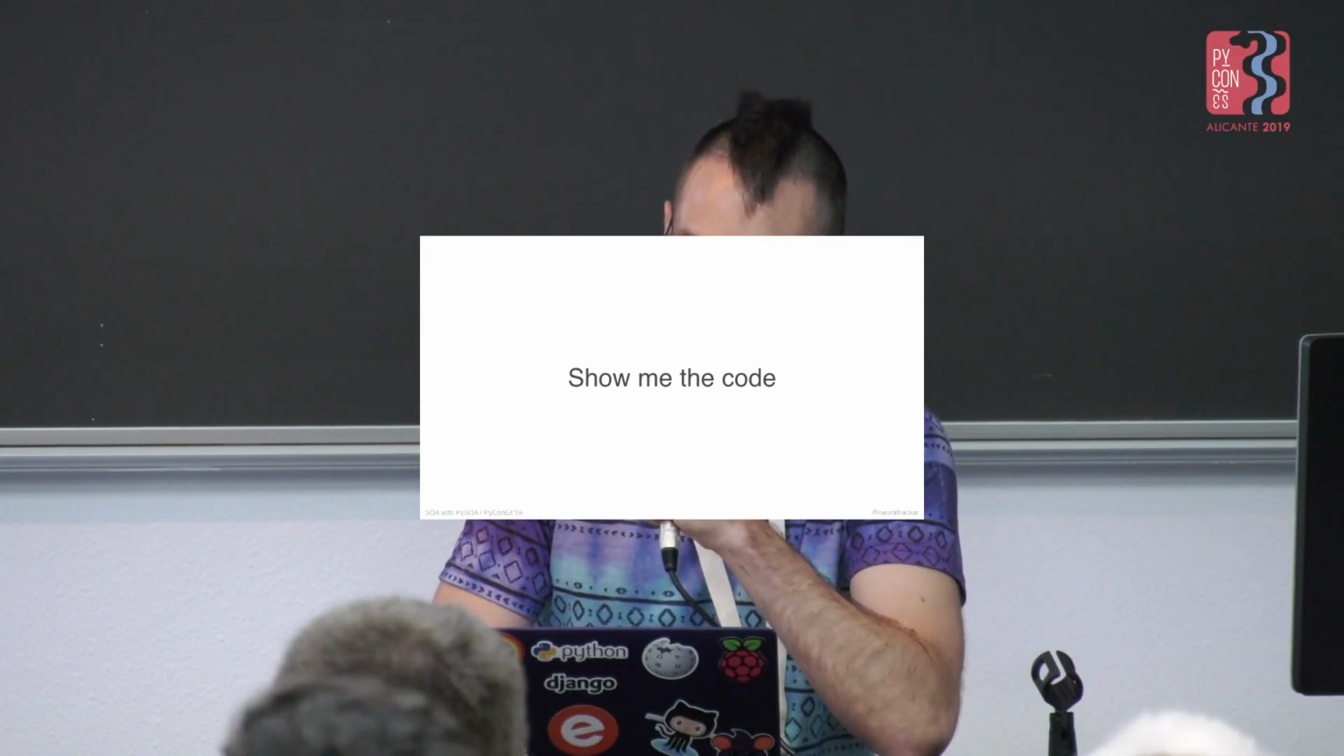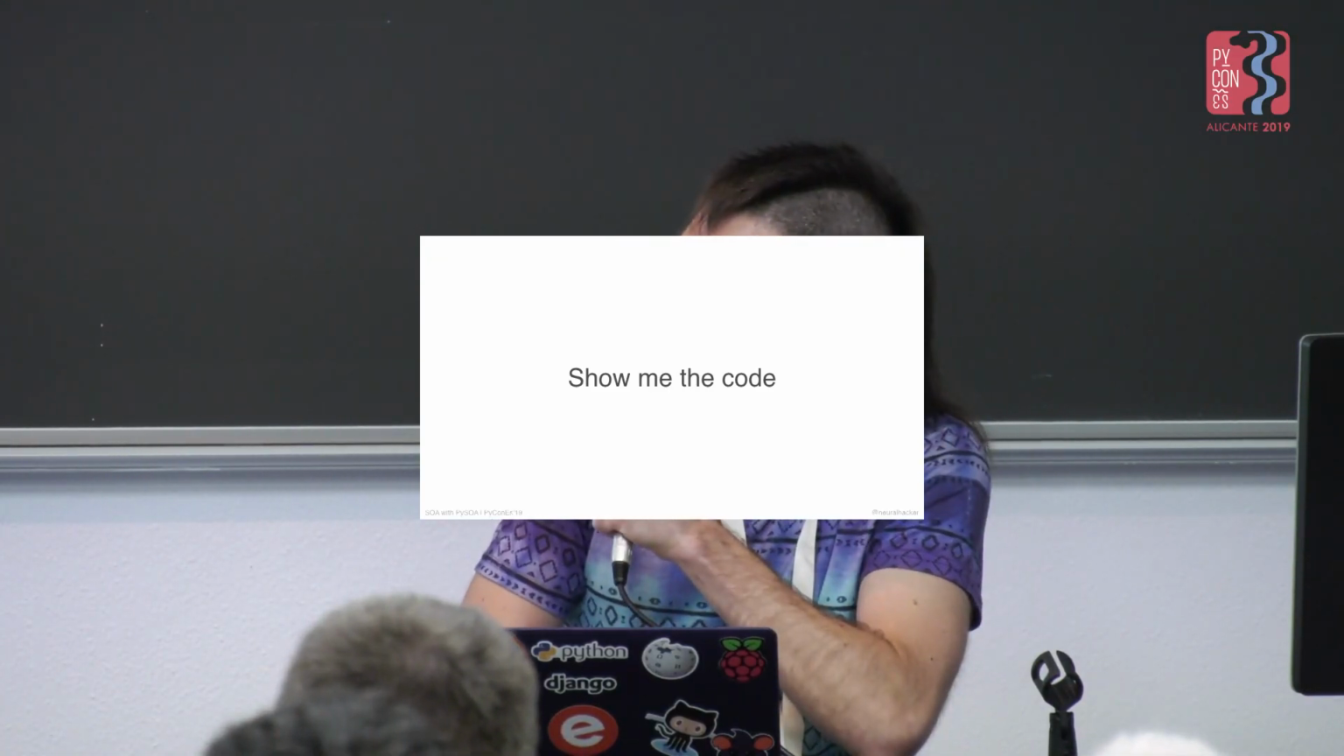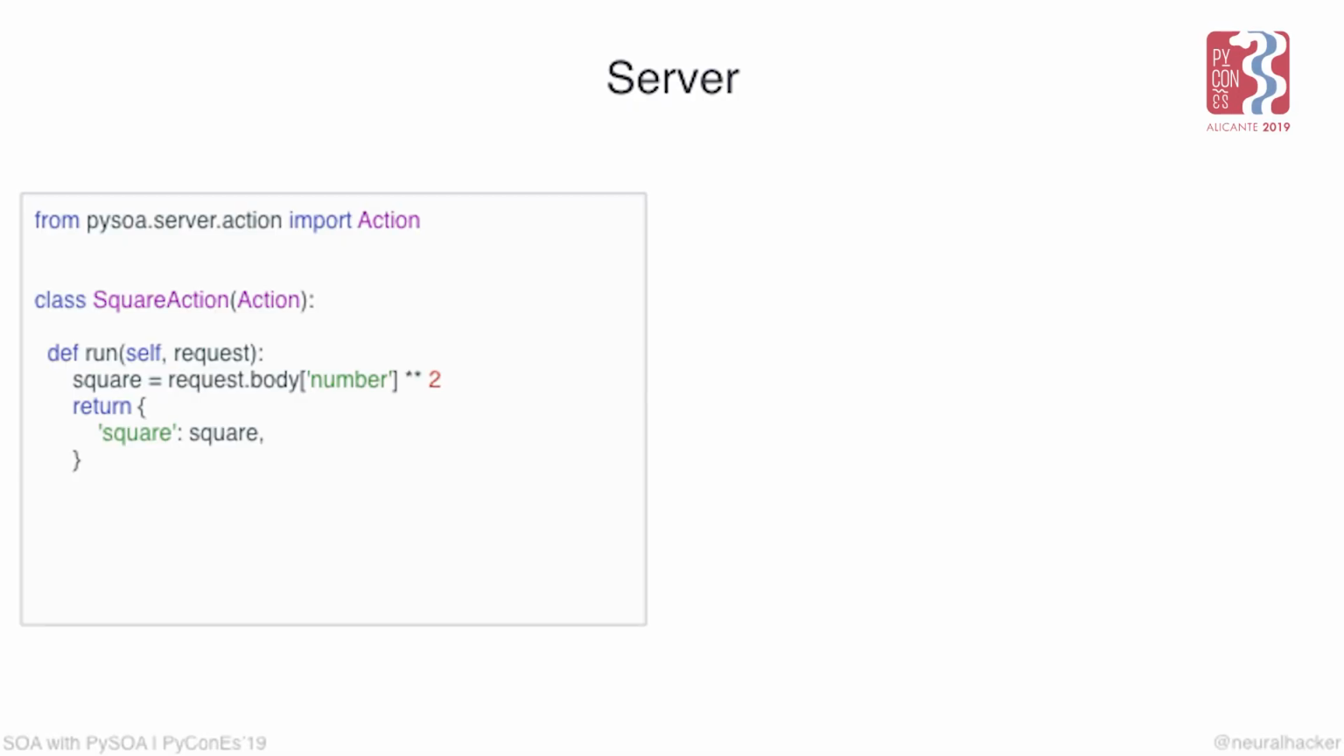Okay, some code. Let's see some of the code. I've set up a very simple server and client. Here, as I said, the servers are composed of multiple actions. Here I'm defining just one action, which is the square action. It's going to take a number from the body, square it, and return the result as a dict. It extends the action class, and you define the run method, which gets a request. Very common syntax.